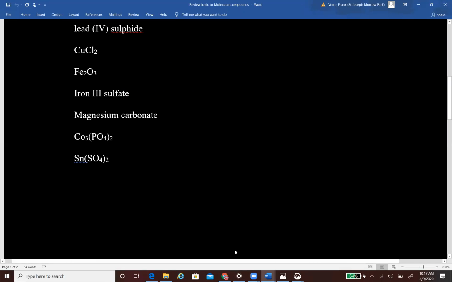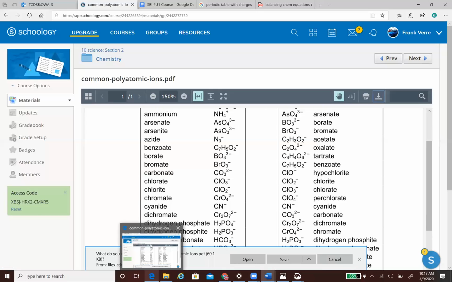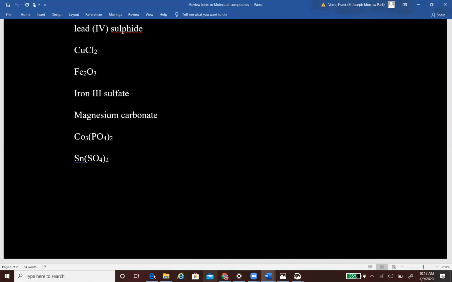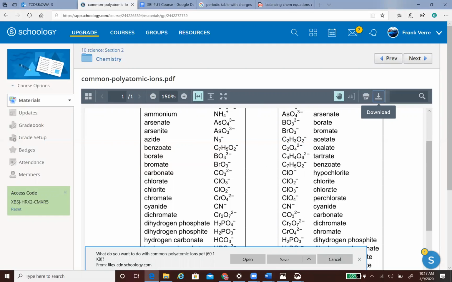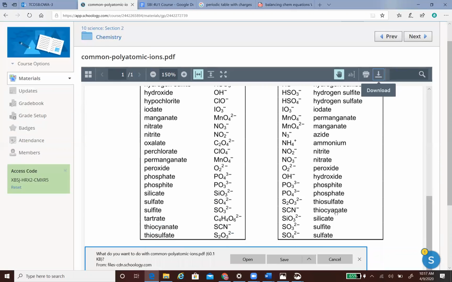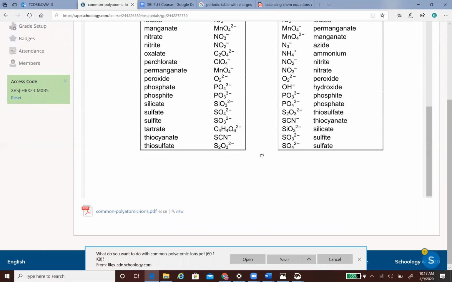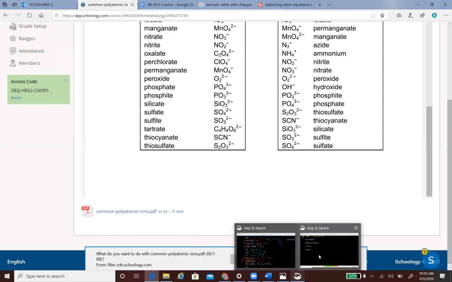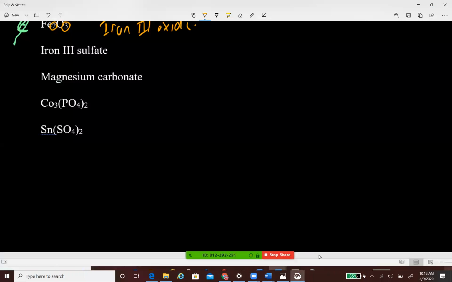So, for example, if I look at my polyatomic list, the first example here is iron 3 sulfate, right? So if I go here, look for sulfate. Where is sulfate? Okay, sulfate is the last one. You can see on the sheet that it's SO4 2 negative, right? Whereas sulfite is SO3 2 negative. So if I go back here, sulfate is SO4 2 negative.